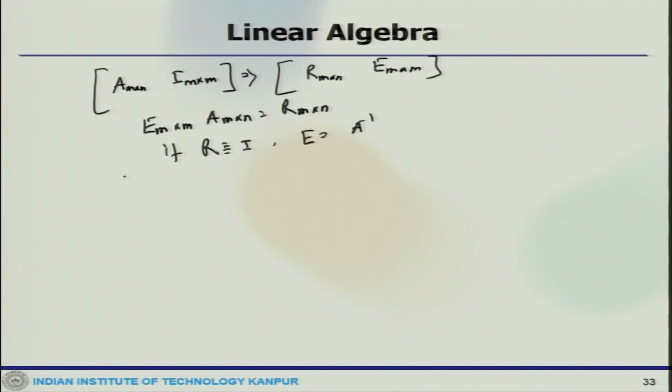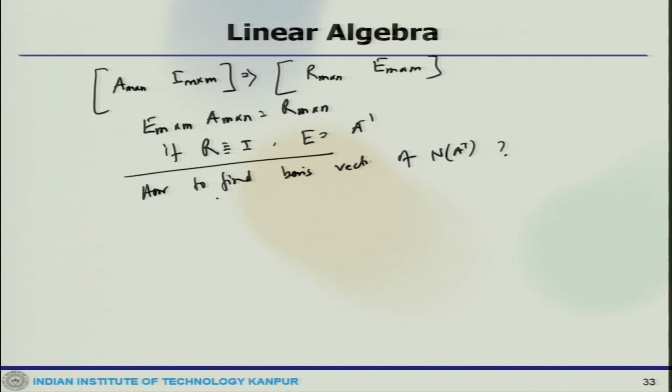Now, the point here is how to find the basis vector of the null space of A transpose. So, that is the question which arises here. We will stop the discussion here and continue from here in the next session.